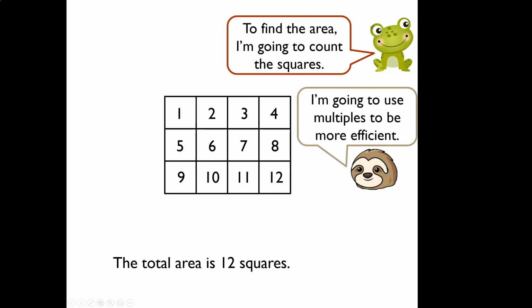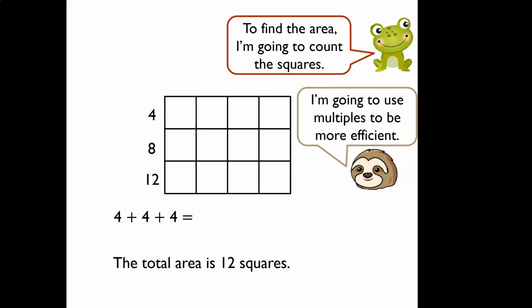Oh, Greg says we can do something different. He says I'm going to use multiples to be more efficient. Well, let's see what he means by that. If we look across each row, we can see there are 4 squares in each row. So we could count in 4s. The first row being 4, then 8, then 12. So we added 4, add 4, add 4, which is equal to 12. Another way to say that would be 3 groups of 4. 4 multiplied by 3, which we know is equal to 12.